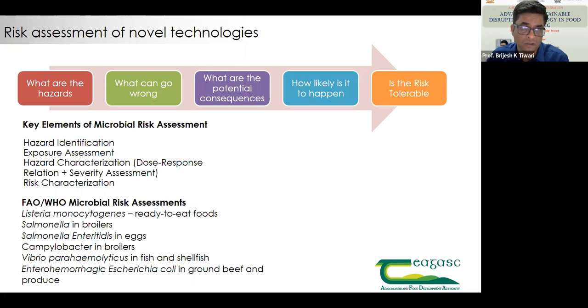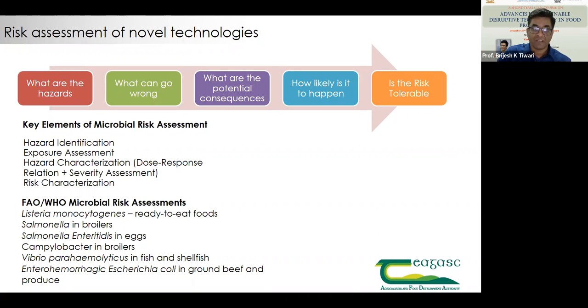Is the risk tolerable? The key elements of microbial risk assessment include hazard identification, exposure assessment, hazard characterization, dose response relationship, severity assessment, and risk characterization. So these are the key elements I already discussed previously. And as I said, there are a lot of microbial risk assessments already available with WHO or FAO: Listeria monocytogenes, Salmonella in eggs as well as in chickens, Campylobacter, Vibrio in fish and shellfish, and E. coli in beef and also in fresh produce.